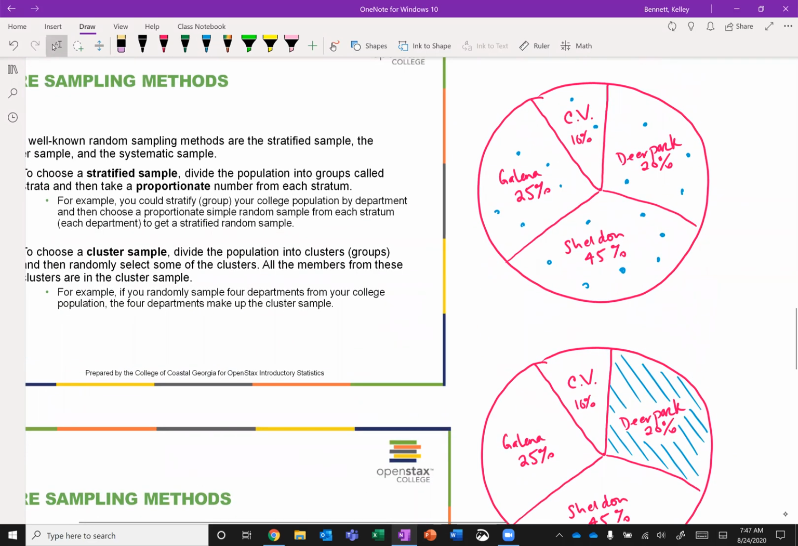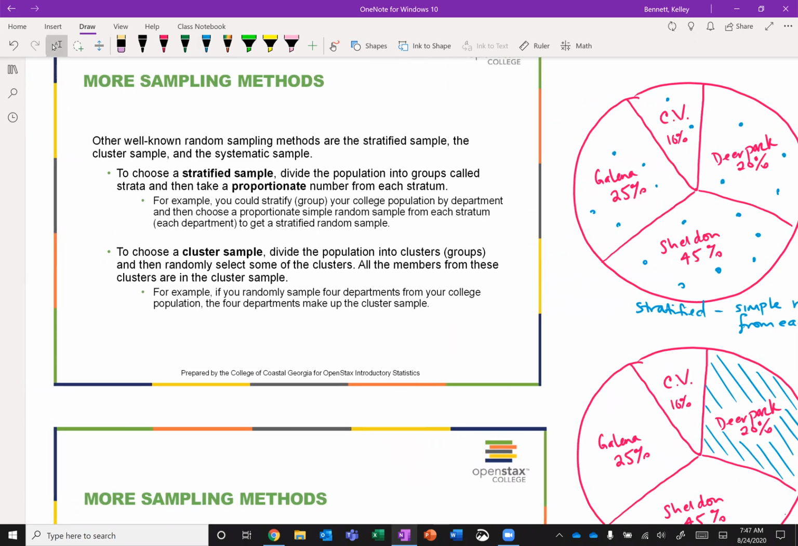And then remember, this was our stratified, where we are making the different groups and then doing a simple random from each group. So it's really important to keep in mind the proportionality for stratified.